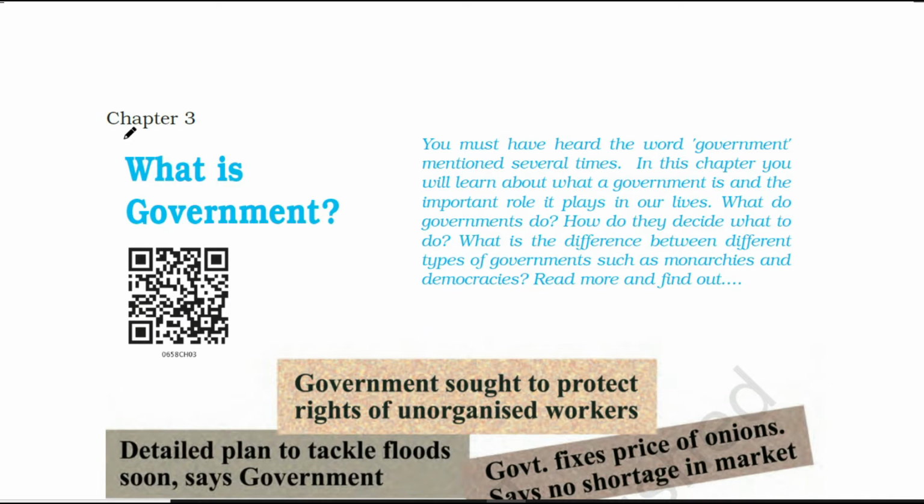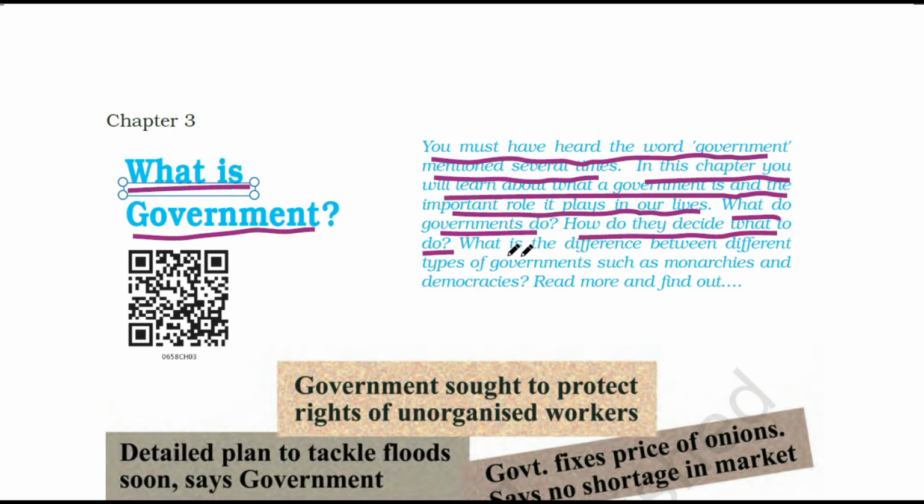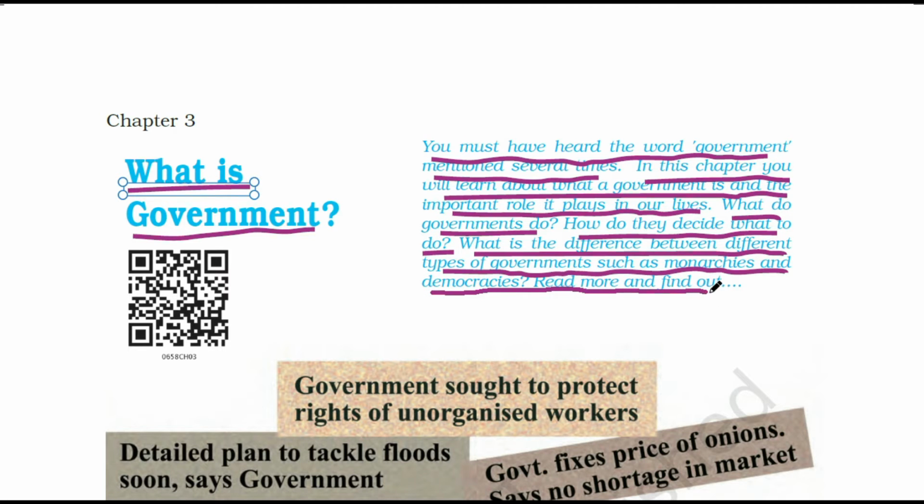Today we are going to learn chapter 3, what is government. You must have heard the word government mentioned several times. In this chapter, you will learn about what a government is and the important role it plays in our lives. What do governments do? How do they decide what to do? What is the difference between different types of governments such as monarchies and democracies? Let's read more and find out.